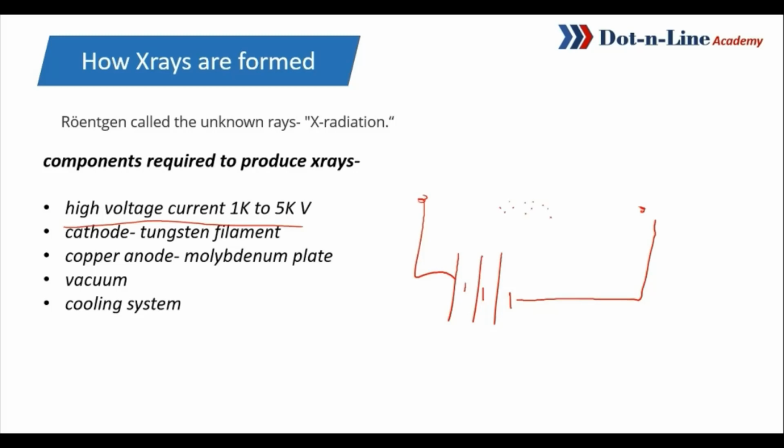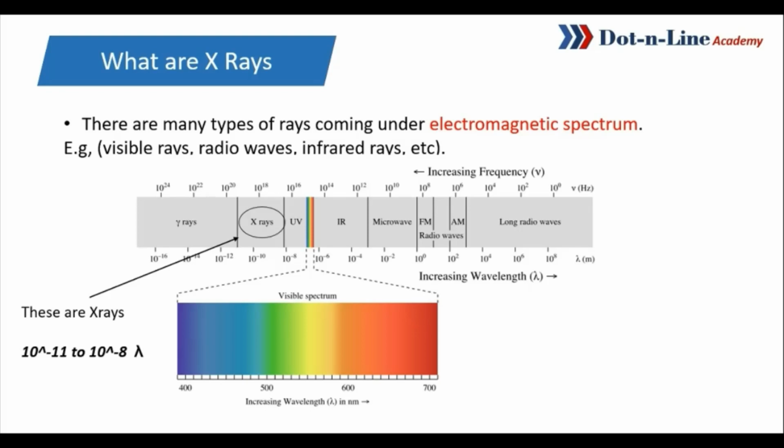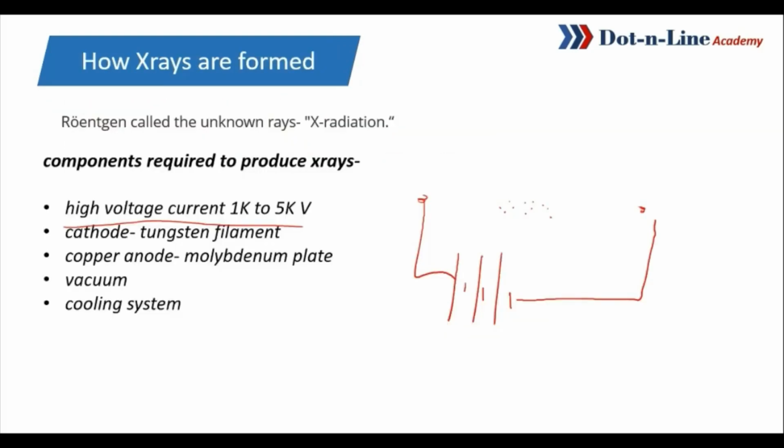So we have to produce a high frequency from the visible length to produce an X-ray. To produce that, we need a higher potential of 1000 to 5000. In between this, we need a cathode and an anode.